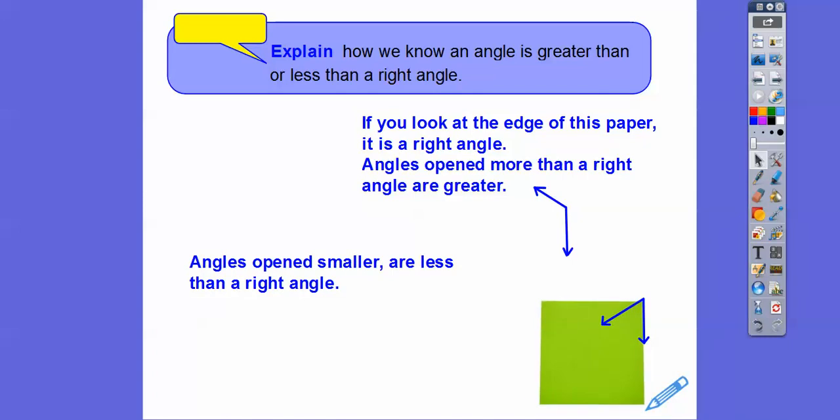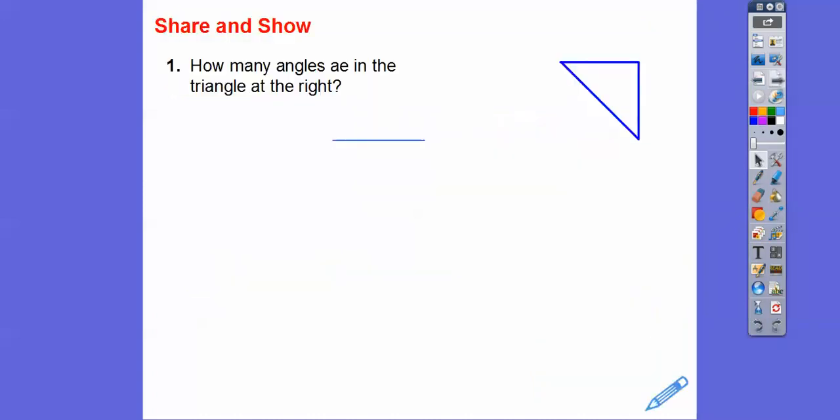Can you see that that one's opened up less than a right angle right there? Because the right angle is this guy, and this one opens up less. It goes inside, so it's an angle that's smaller or less than a right angle. So that's how we can tell.